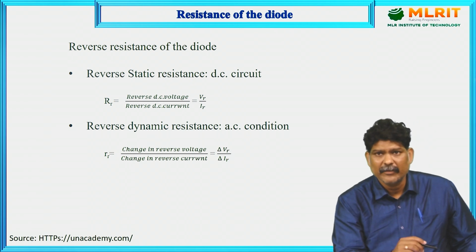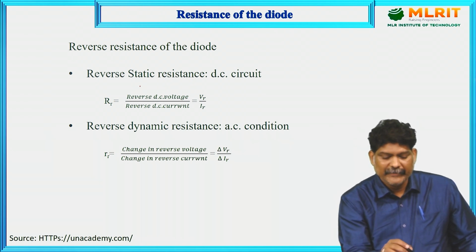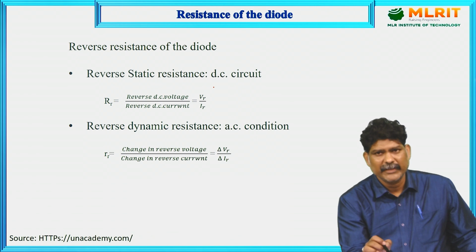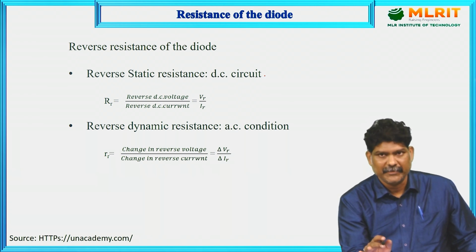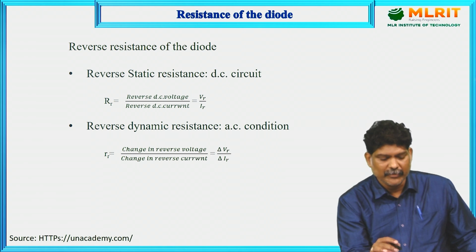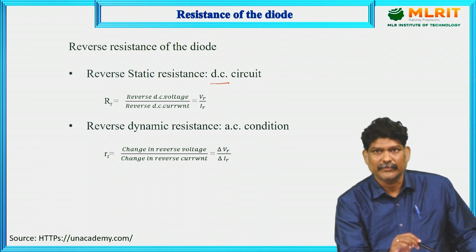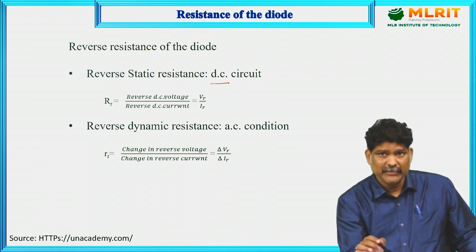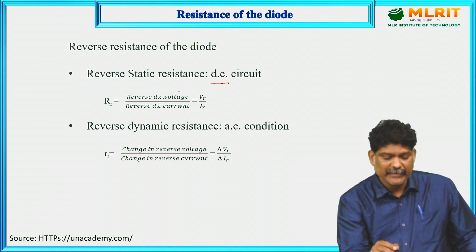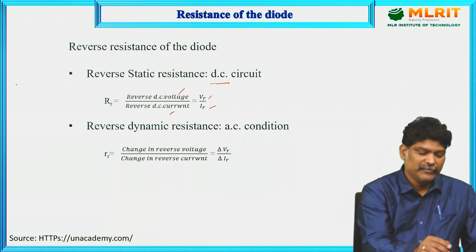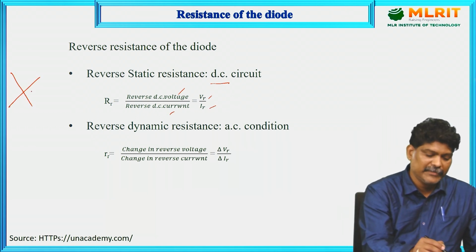Reverse resistance of the diode means what? So, reverse static resistance, it is also the same, but in reverse bias condition. So, when diode is connected in reverse bias condition, the resistance offered by the diode when it is supplied by a DC source is given by RR is equal to reverse DC voltage upon reverse DC current, VR by IR. So, when it is connected in reverse bias condition, what happens?